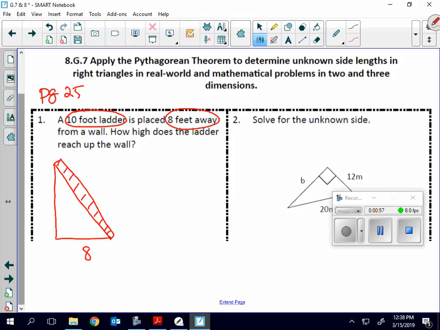Okay, and it's a 10-foot ladder, so we know that height is 10. We're looking at how high does it reach right here on the wall. So we're looking for this side. Well, hopefully you know that this right here is a right angle, and we can find the missing side from a right triangle by using Pythagorean theorem.